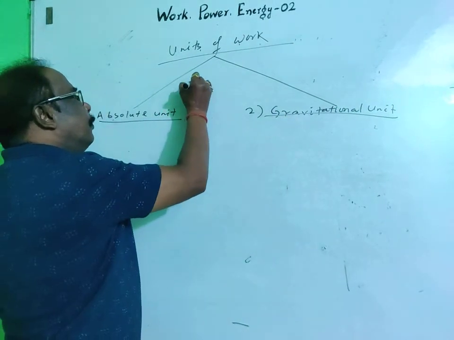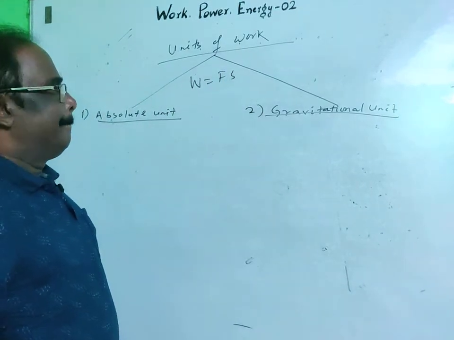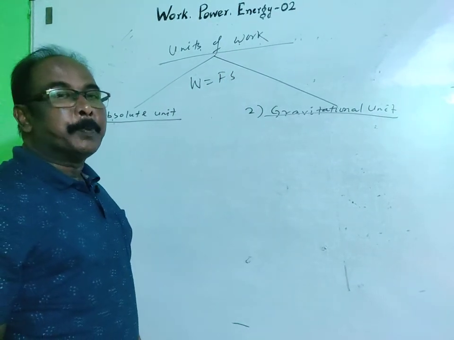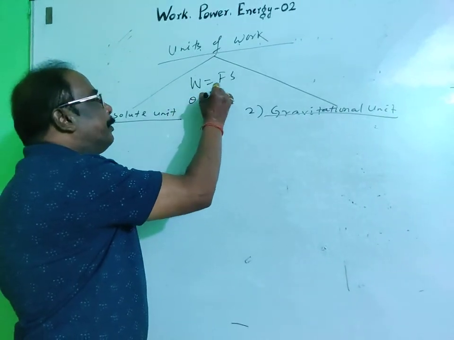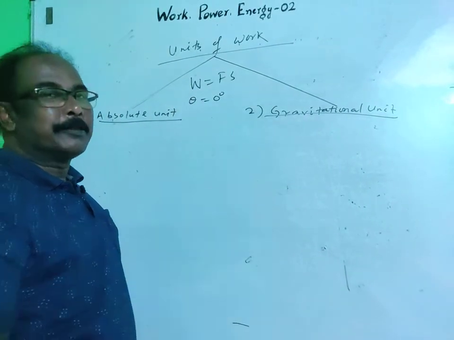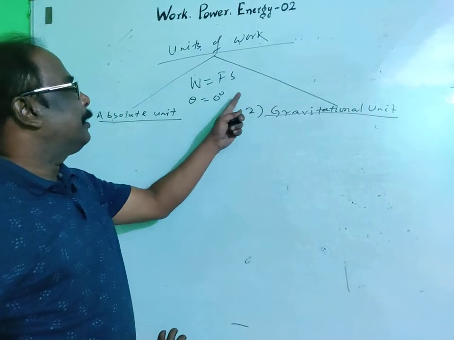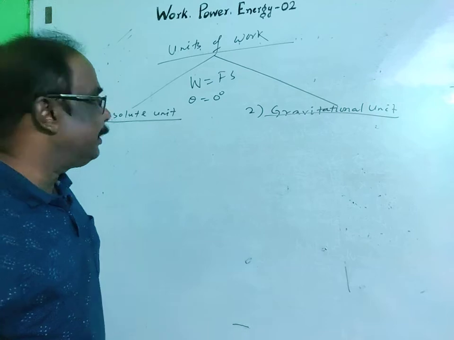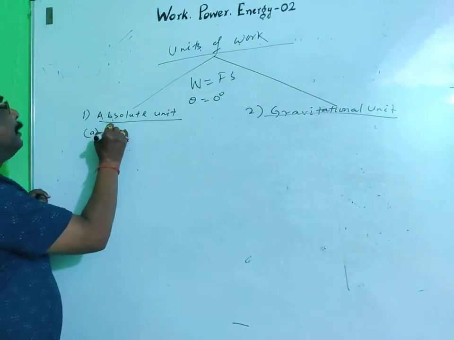So, formula for work is equal to Fs. We are considering displacement is along the direction of force, means here theta is 0 degree. Force and displacement are in same direction. Of course, unit doesn't depend upon cos theta, but here we have considered theta is 0 degree. First, absolute unit, first the MKS.